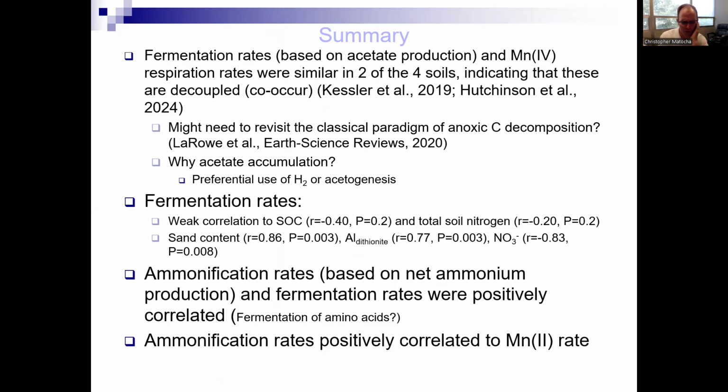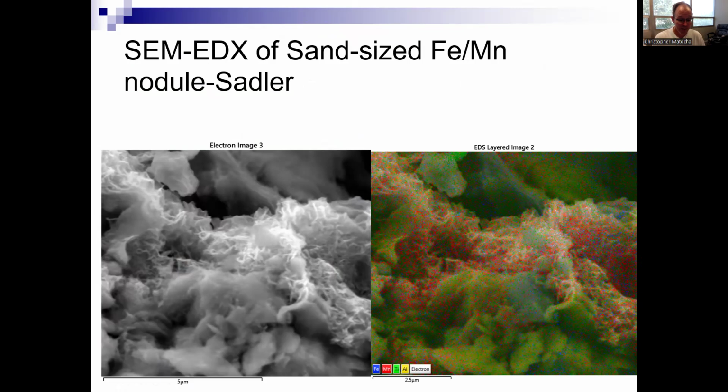Now, a couple important points here. Ammonification rates and fermentation rates were positively correlated. What does this mean? Well, does this mean that amino acids were fermented? Could be. We didn't follow amino acid levels in the pore water, but this does speak to those of you who know this, the Stickland reaction, where amino acids can actually be fermented. And what you could do is you produce ammonium and acetate in the process. Historically, it's been thought to play a minor role. And lastly, ammonification rates were positively correlated to manganese 2 production, which was shocking. We did not expect that either.